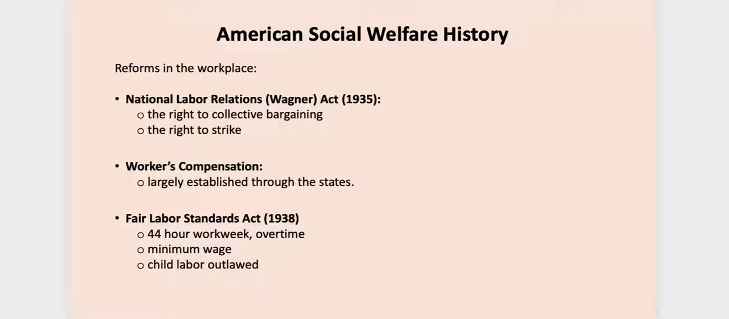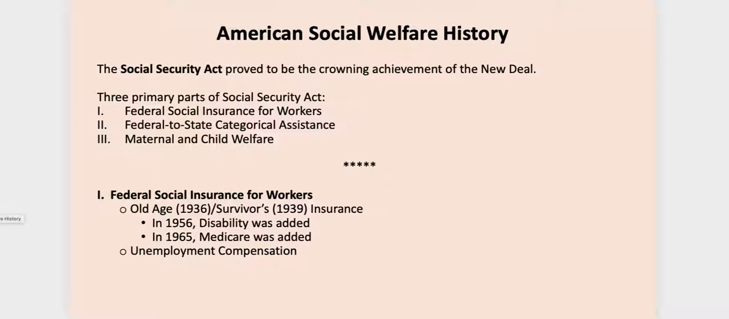The first minimum wage was established, and child labor was formally outlawed on a national level under this. Limits were placed upon when children could work, at what age, and how many hours, those kinds of things. Also, largely through the states, workers' compensation was becoming widespread throughout the nation as well. So if you were injured on the job, you had something to support you.